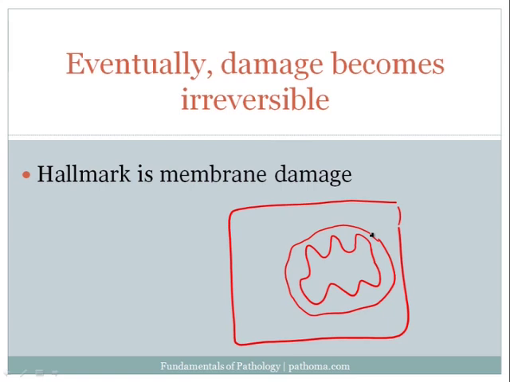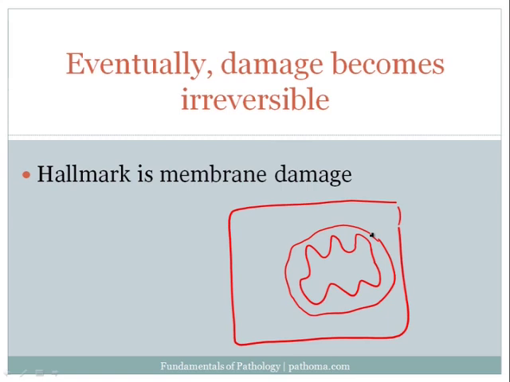That's irreversible. Because even if you were to give the cells oxygen, return oxygen to the cells, those cells would never be able to recover from that damage. So that's irreversible damage. It cannot be reversed, even if oxygen is returned to the tissue. So that's one consequence of damaging the mitochondrial membrane.